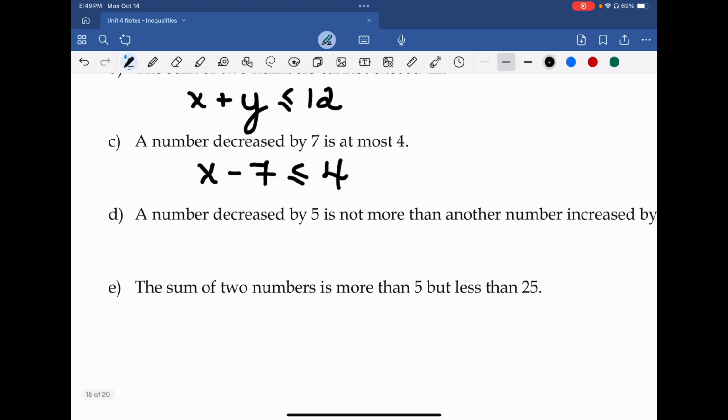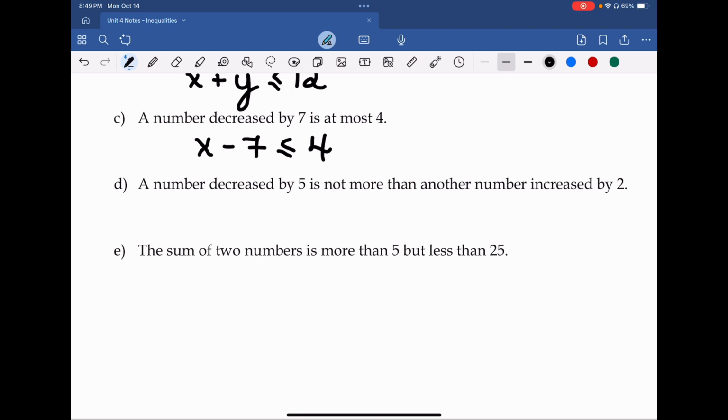A number decreased by 5 is not more than another number increased by 2. Well, when they say not more, when we look at this, we say x minus 5. We're going to take a number and decrease it. It's not more, but it definitely could be equal to, based on that sentence. As long as it's not more, that means it could be equal. It just can't be greater. So we're going to write this as x minus 5 with y plus 2 on the other side, because one number decreased by 5 is not more than y plus 2, which is another number increased by 2.